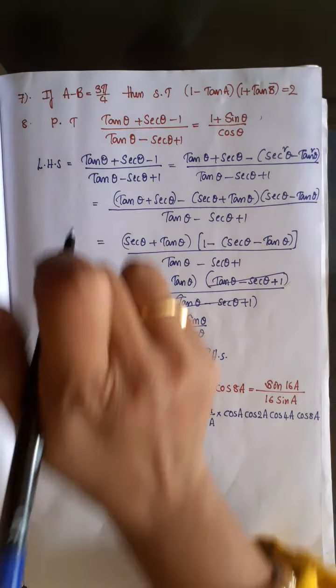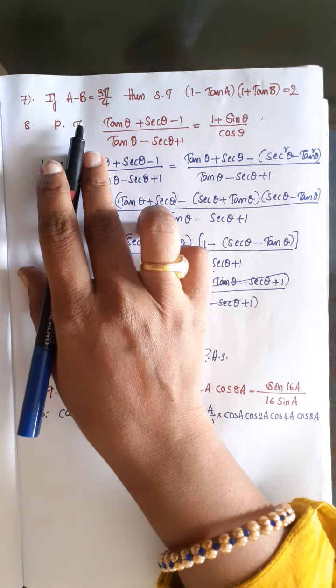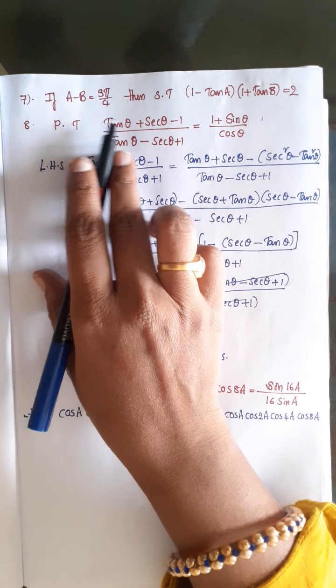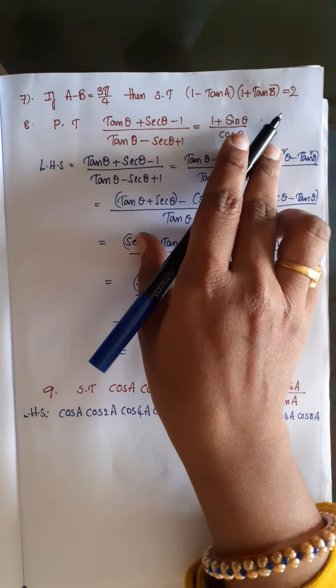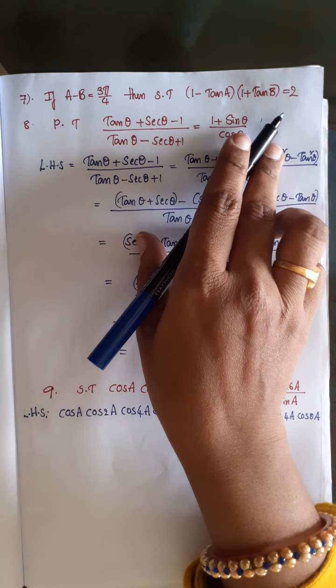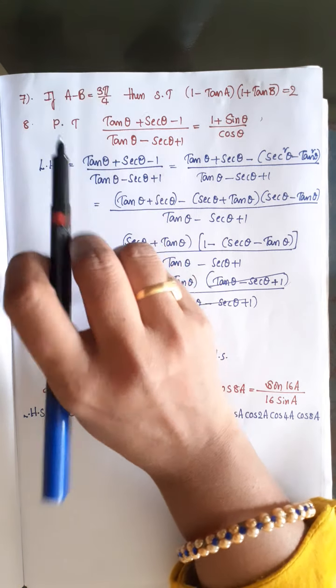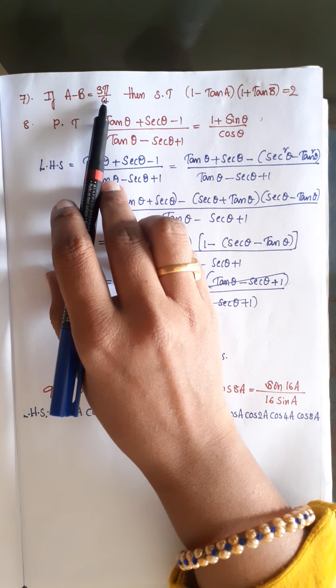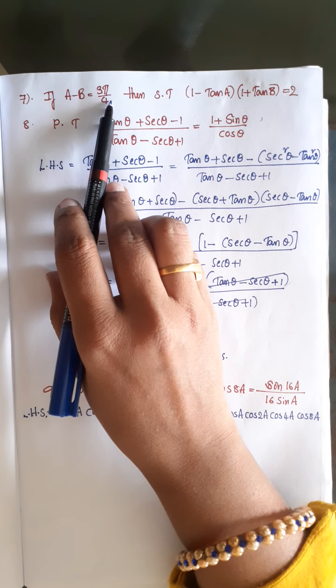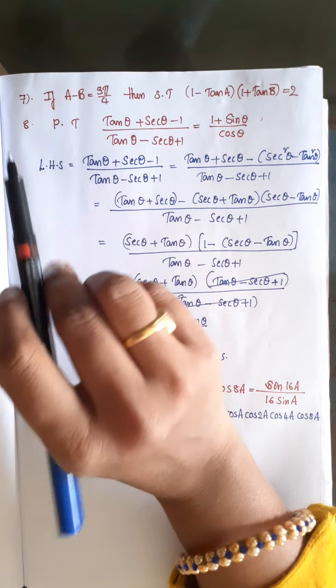Let's continue. Next question: if A minus B is equal to 3 pi by 4, then we have to show that (1 minus tan A) into (1 plus tan B) is equal to 2. You practice this question, just similar to the previous question. You apply tan on both sides and do that. See, 3 into 45 degrees you will get. So, what is that value, you find out and you do that.